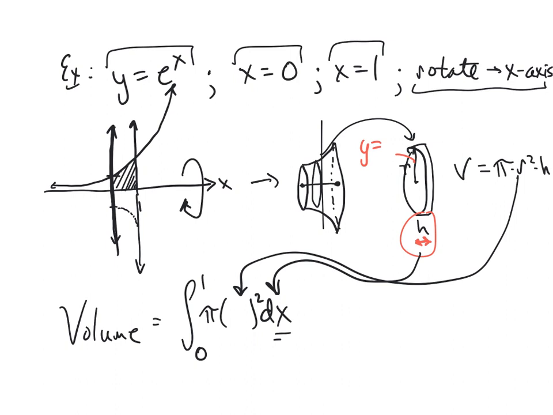And is that what I have, looking back to the first equation? Yes. So therefore I can replace r with e to the x. So I've got my limits of integration, pi, r, which is now going to be e to the x, squared, and h is the differential dx. So we create the definite integral from 0 to 1 of pi times e to the x squared dx.